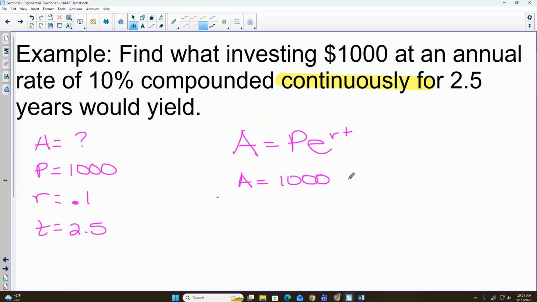So we have 1,000 e to the 0.1 times 2.5 power. There is an E button on your calculator. It's second then the natural log, the LN button. So if you're using the graphing calculators, it's on the left-hand side, like 2 buttons above the on.